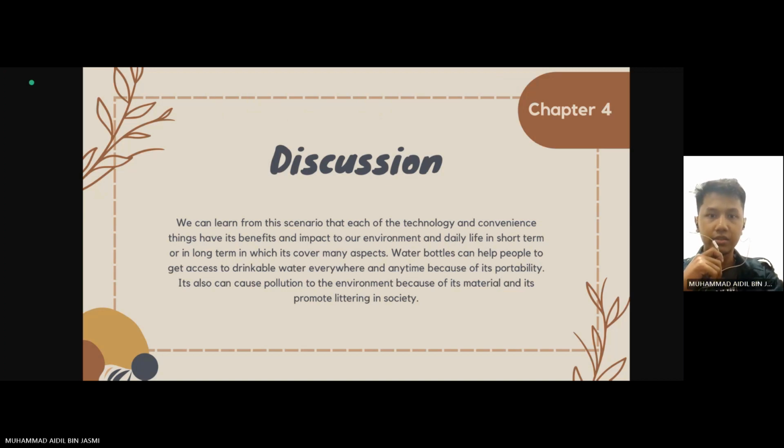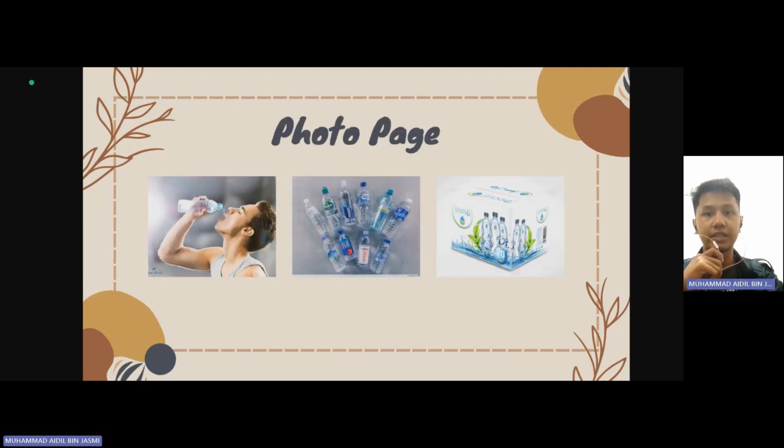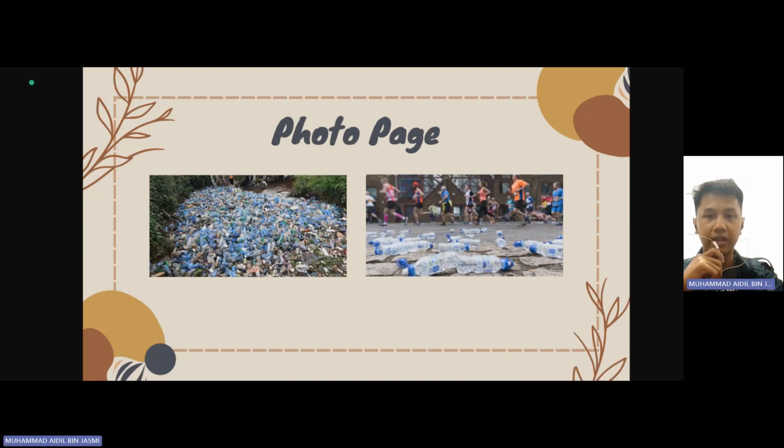So for example, the picture we can show you about the drinking water, the plastic bottle. And this is what will happen if we do not control it. This is how it will happen, how it harms our economic system.